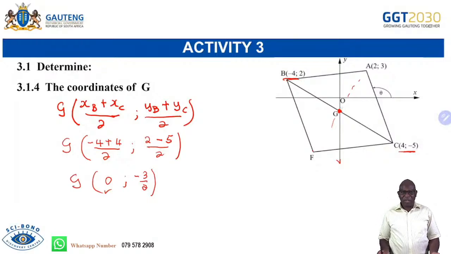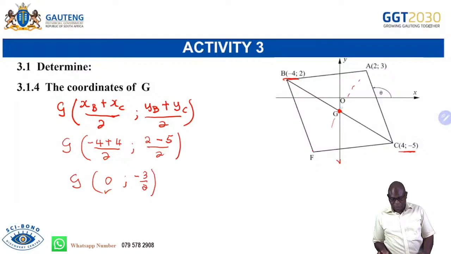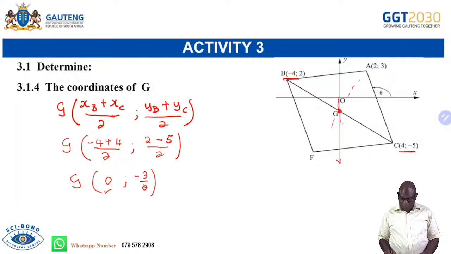As I say, it is on the y-axis, so the x value. I did not need to calculate that one because we are told that that point is on the y-axis. So now, how do I know that I'm correct? This one is on the y-axis. The y value is minus 3 over 2, so it's below the x-axis, below the 0, which makes sense that that point will be minus 3 over 2.